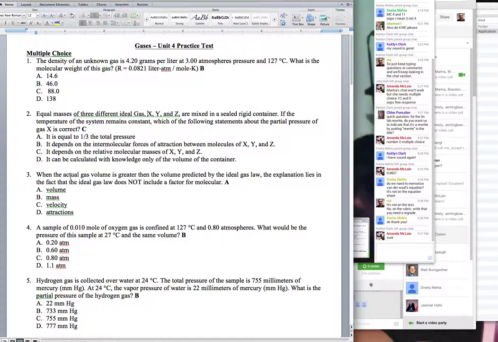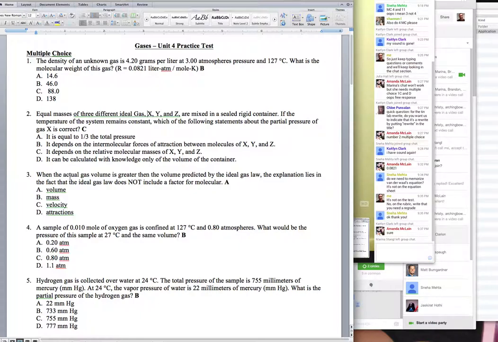Oh, and Sneha, did you see it? That's what I meant when I said it's not on the test. The van der Waals equation is not on the test. I haven't seen it on the test in a long time. I'm not putting it on my tests. Okay, thanks. Other questions? We can do other questions that aren't just on the worksheets, too.